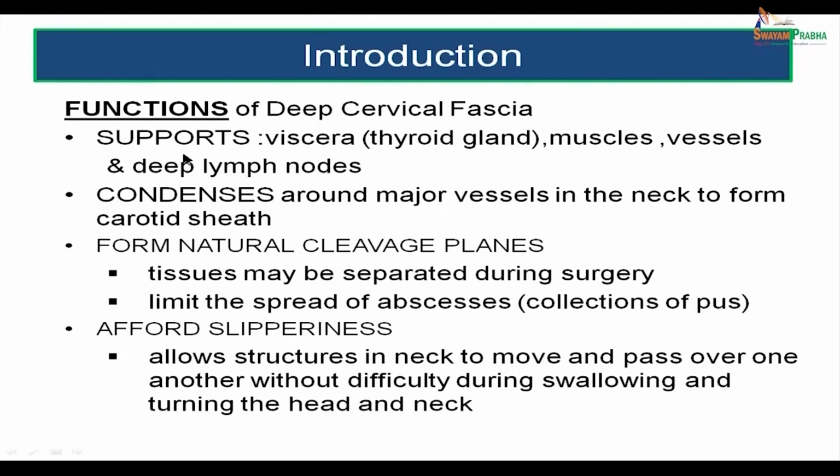It provides support to various viscera like the thyroid gland, the muscles, vessels and deep set lymph nodes. It condenses around major vessels in the neck to form the carotid sheath. It forms cleavage planes so that tissues can be separated during surgery, and these planes also limit the spread of abscess or collections of pus. This fascia allows slipperiness, that is, it allows structures in the neck to move and pass over one another without difficulty during acts like swallowing and turning the head and neck.